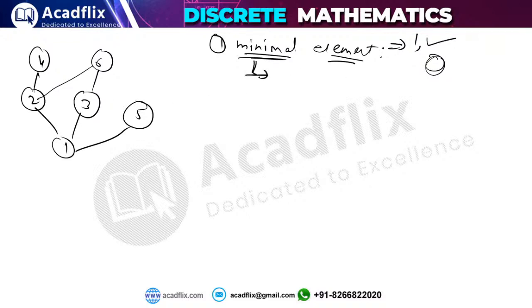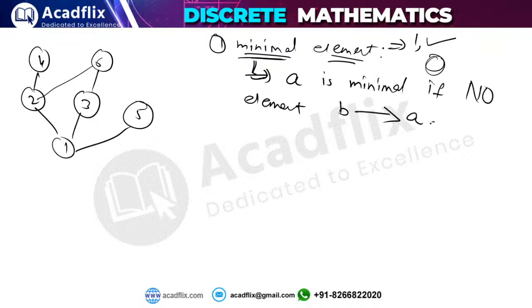What is the definition of a minimal element? A is minimal if no element B is related to A. Remember, there is no such element B such that B is related to A. So that's why you can say that this is a minimal element. This 6 is not minimal because you can see 3 is related to 6. The only minimal element we have is 1.